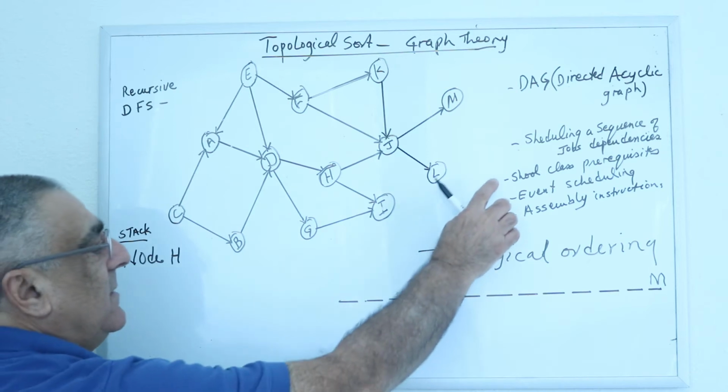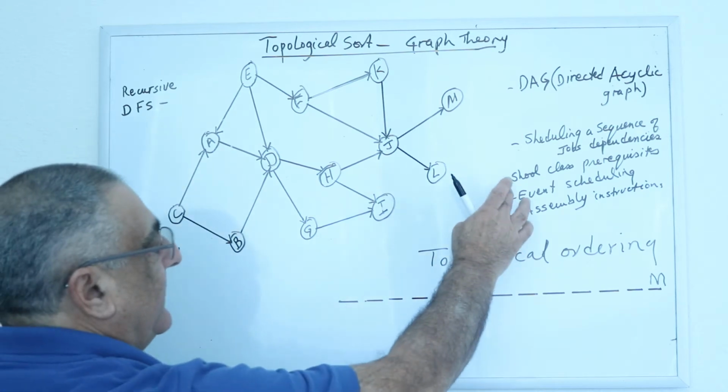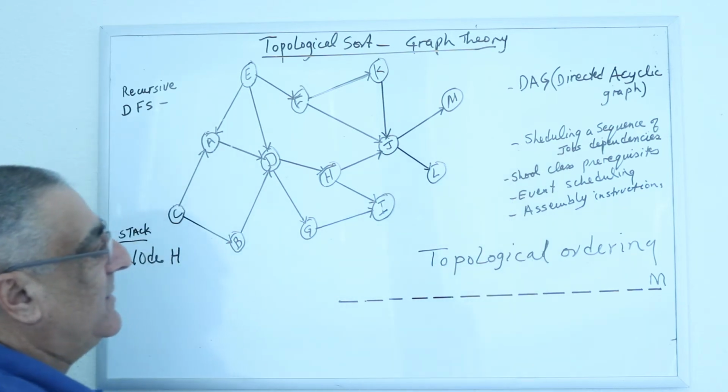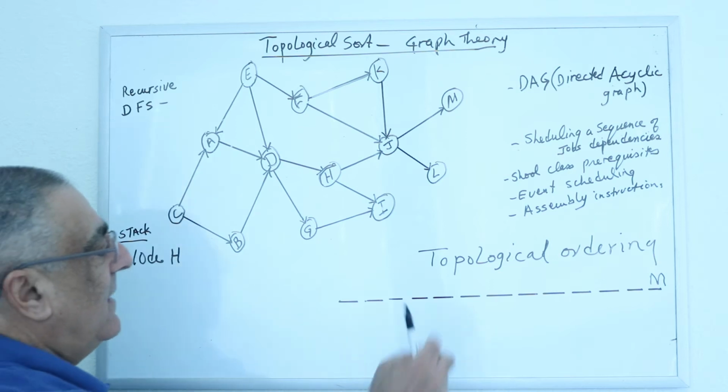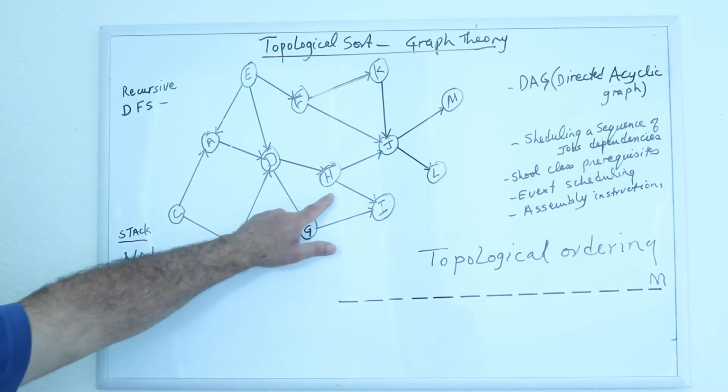It's also used in colleges for course prerequisites. For instance, you can't take finite math if you haven't taken algebra. It's used in event scheduling and assembly lines. So what I'm going to do is start with node H.